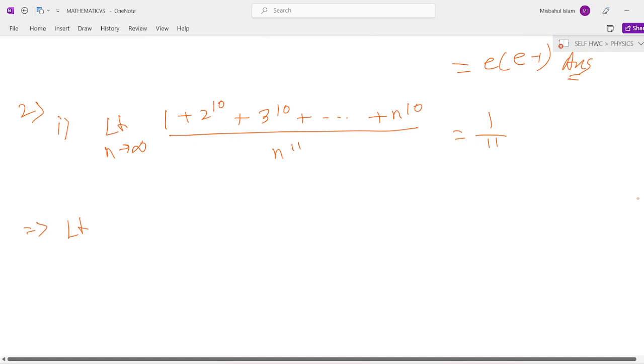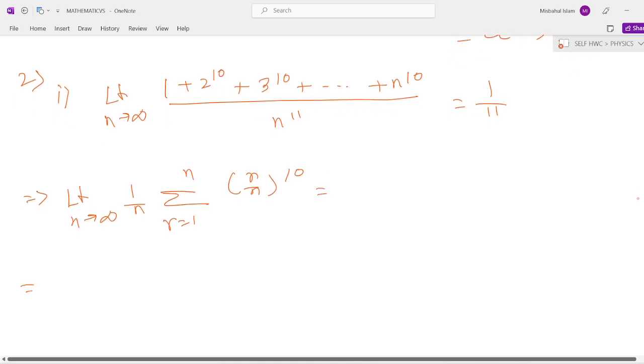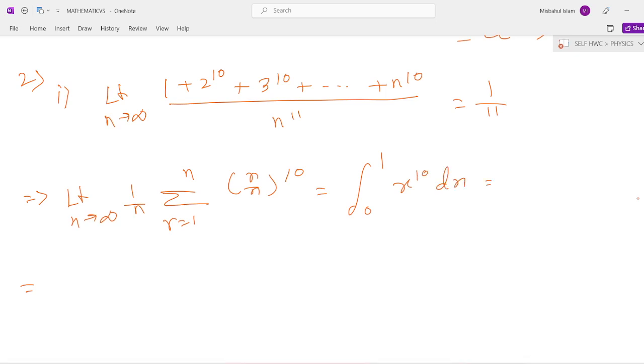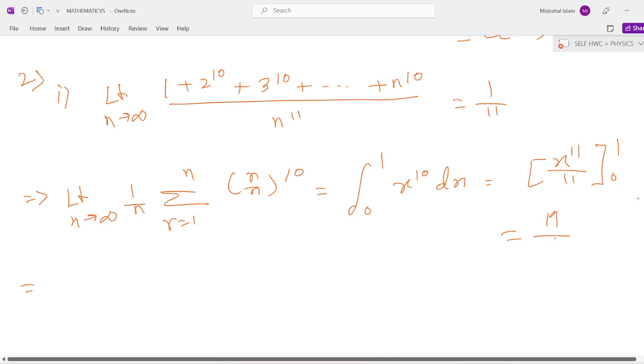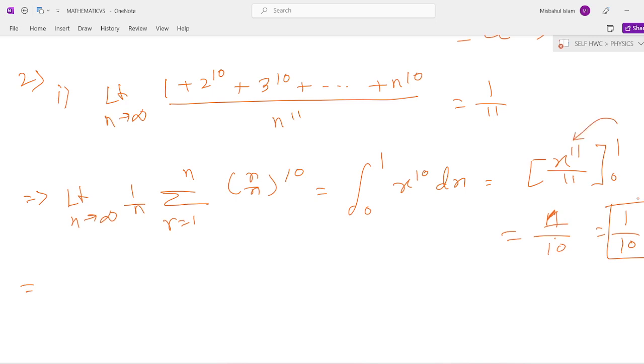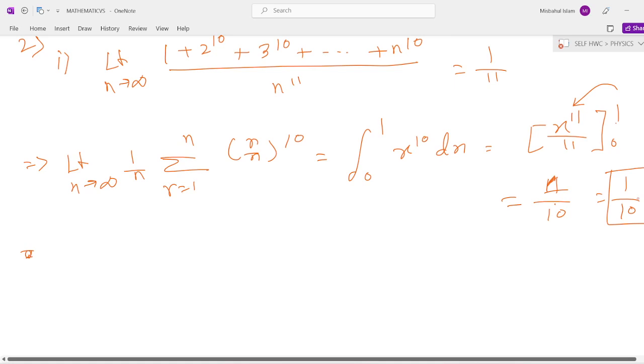Okay, so the limit as n tends to infinity of 1 by n, summation of r equals 1 to n, (r by n) to the power 10, is equal to the integral from 0 to 1 of x to the power 10 dx. And this formula gives x to the power 10 plus 1, that is x to the power 11 by 11, from 0 to 1, which is 1 by 11. It is upper limit minus lower limit. Okay. Next question.